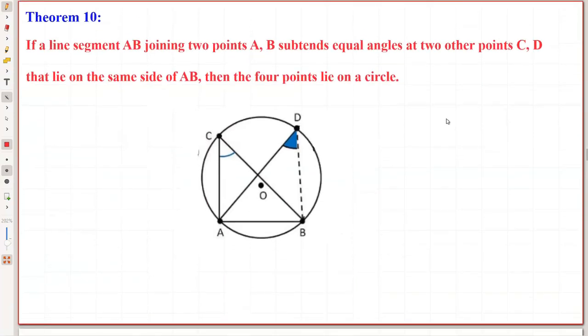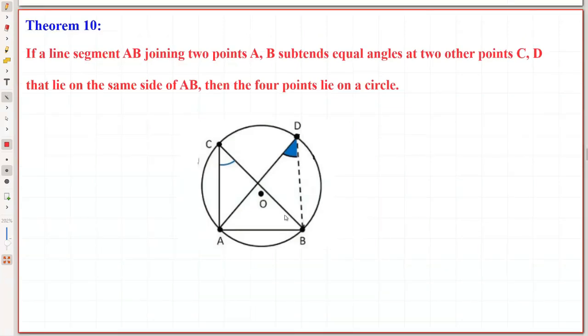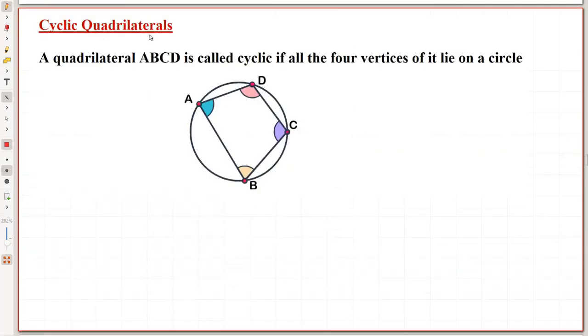Next, theorem number 10. If a line segment AB joining 2 points A and B subtends equal angles at 2 other points C and D that lie on the same side of AB, then the 4 points lie on the circle. Okay, ABCD lies on the circle. This is called concyclic. Why? Because all 4 points lie on the circle. If AB is a chord subtending equal angles at C and D, then the 4 points will lie on the circle.